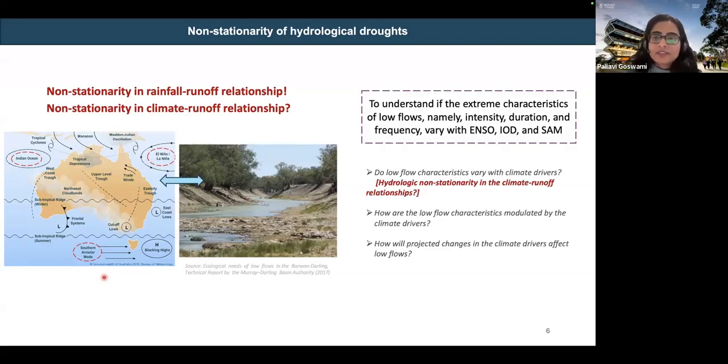So the idea is to understand if the ENSO, IOD, and SAM have a non-stationary relationship with the drought flows, and what exactly explains the variability that we see in low flows or drought flows, and how this changes with time.